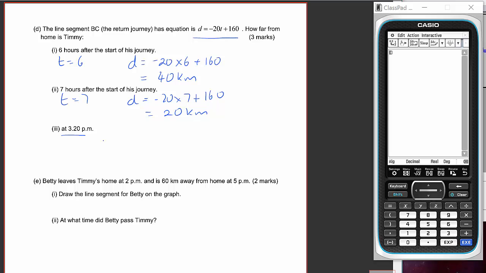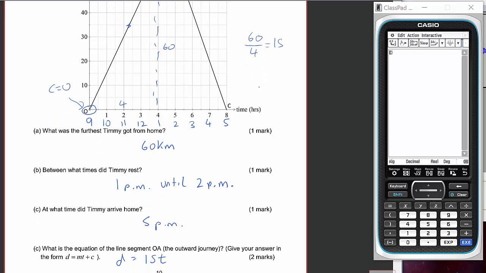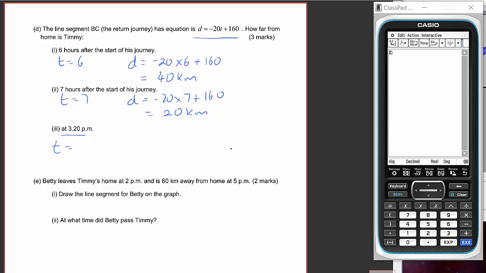The next one says at 3:20. So what we need to do is work out the value of t for that. So 3:20 is here. So that's 6 hours and 20 minutes. And 20 minutes is 1/3 of an hour. So t is going to be 6 and 1/3.